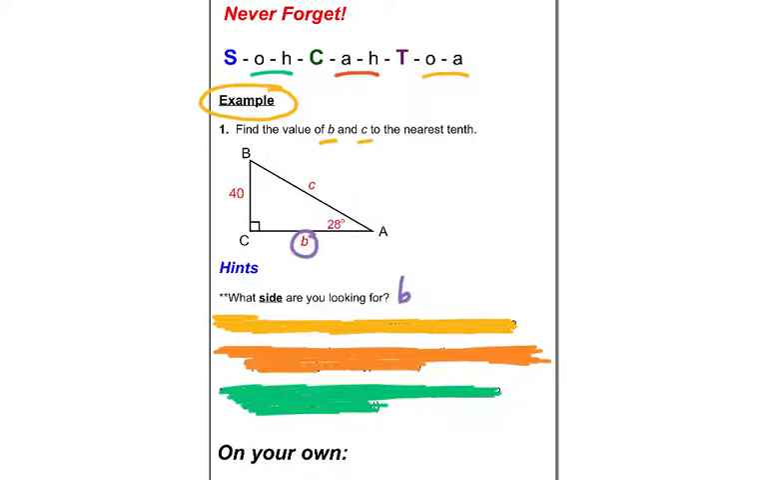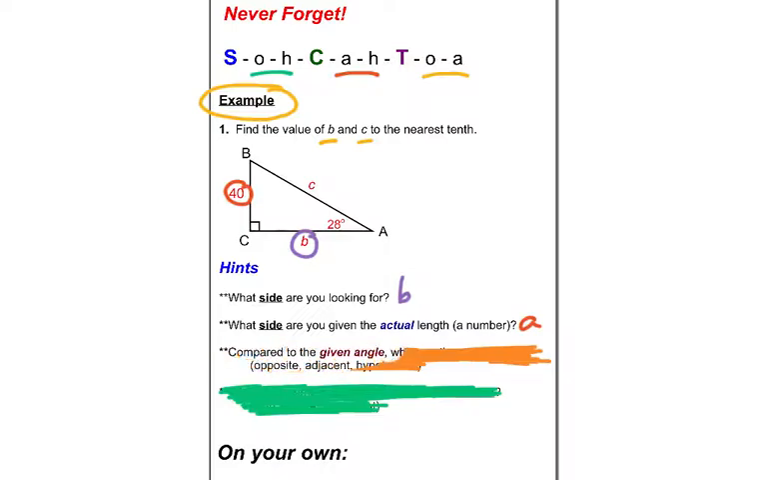Now, looking at our triangle, can you figure out what side we are actually given? Which one actually has a legitimate number on it? And that one over here is side A. So we're given side A. Very cool. Okay, well now we're trying to compare it to the angle that they gave us. Not the right angle, but the angle that actually has a number attached to it, meaning angle A.